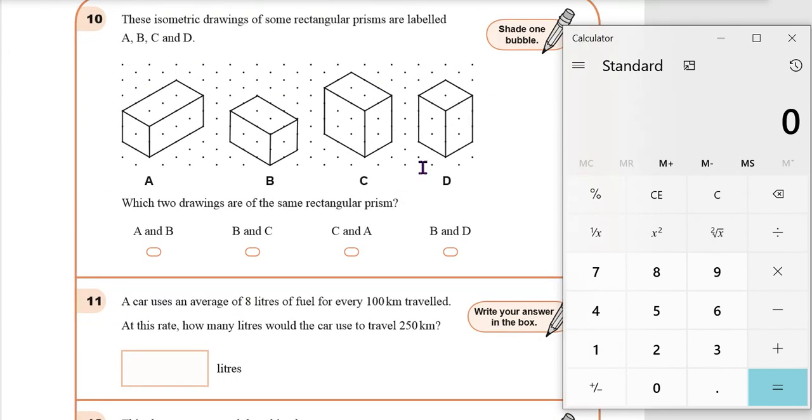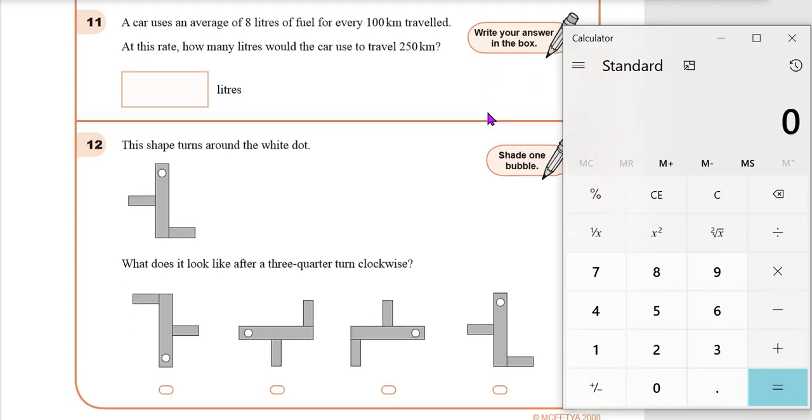A calculator wouldn't be necessary here. You could just look at the drawings and count dots and things like this. For 11 you would. A calculator could come in handy.